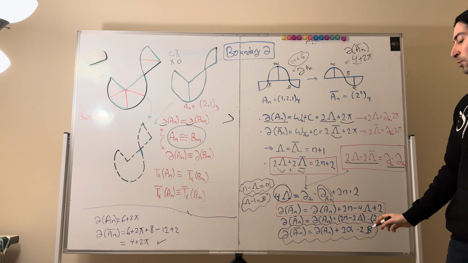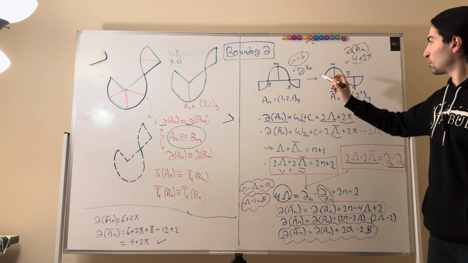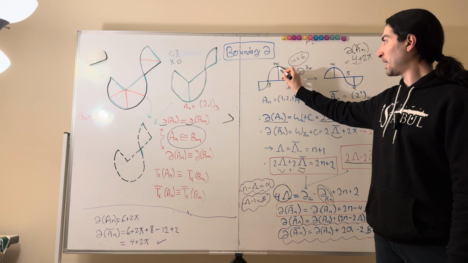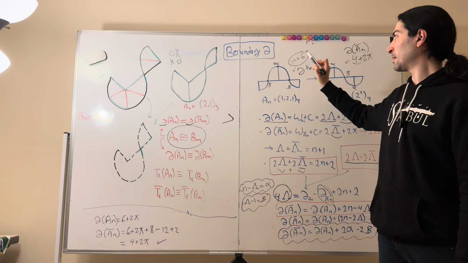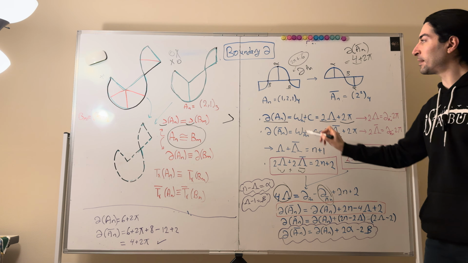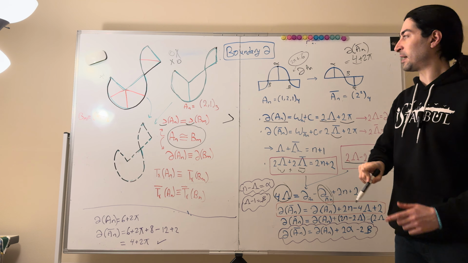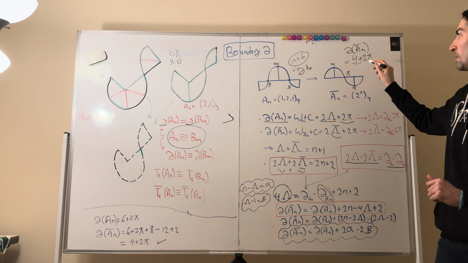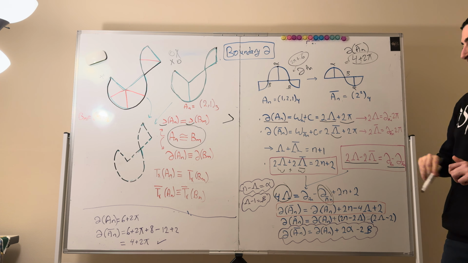Let's use the other equation. So 2 pi plus 6 plus 2 alpha. We've got 1 alpha here times 2. That gives us 6 plus 2 is 8. Minus 2 beta. 1 beta, 2 times 2 is 4. 8 minus 4 is 4. So we get the same result twice.